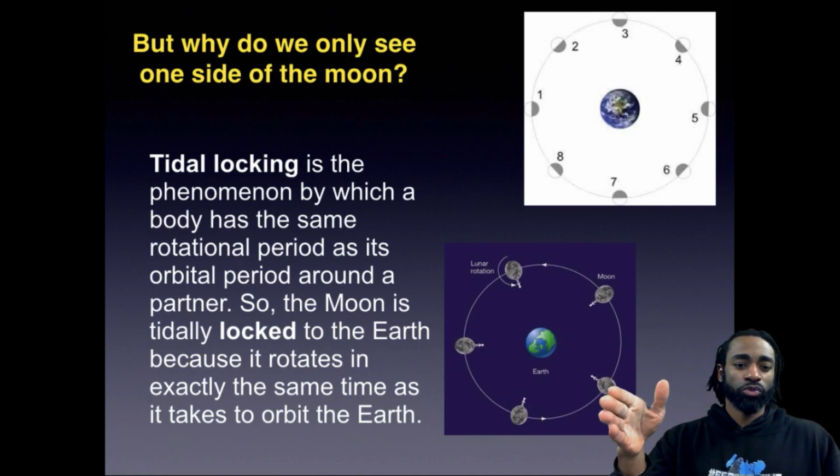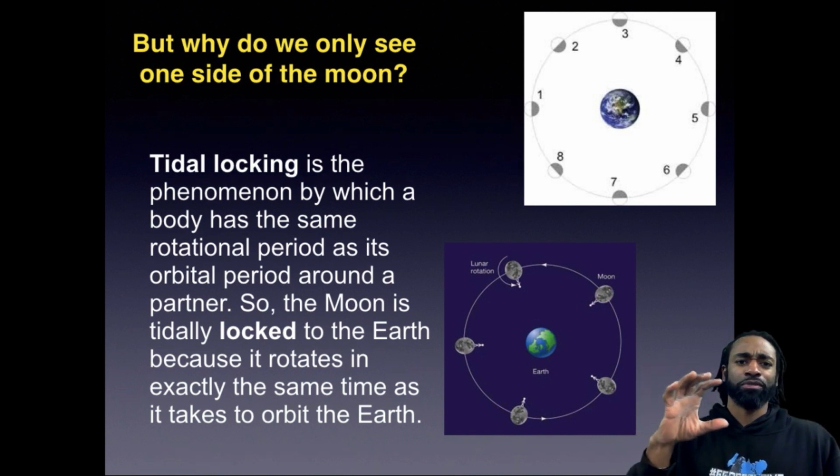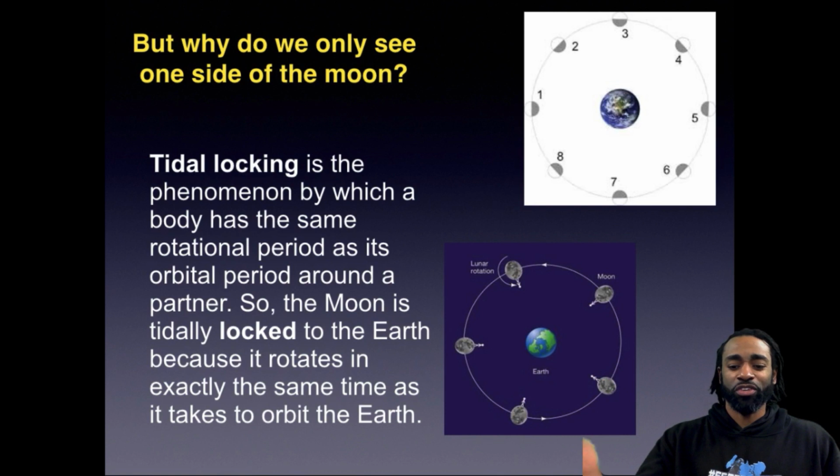It's another one of those strange coincidences, much like this whole the moon is tidally locked to Earth because it rotates in exactly the same time as it takes to orbit the Earth. Okay? So it's perfect motion, perfect distance, perfect speed. Huge coincidence, in my opinion. But okay, the answer to why we only see one side, tidal locking. So that's the first component.